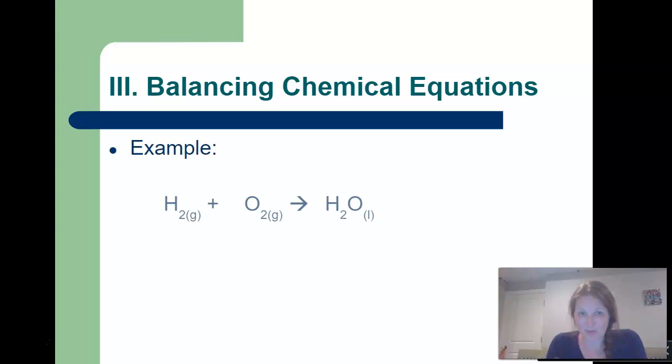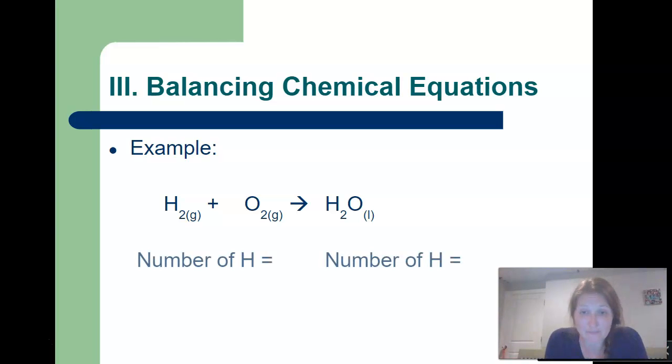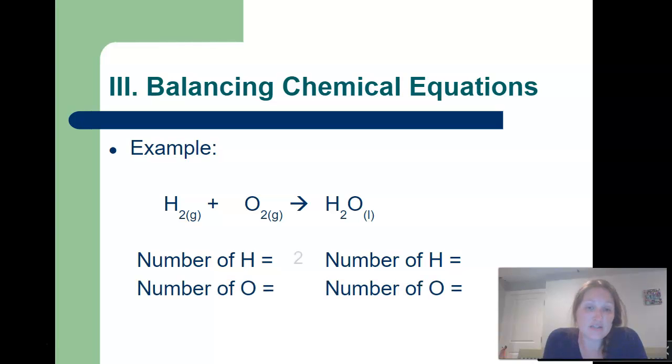For example, here is the reaction for the formation of water. We have gaseous hydrogen plus gaseous oxygen makes liquid water. I'm going to follow my steps and count each element on each side, so my number of hydrogens and my number of oxygens. On the left, I have 2 hydrogens right here. On the right, I also have 2 hydrogens. On the left, how many oxygens do I have?